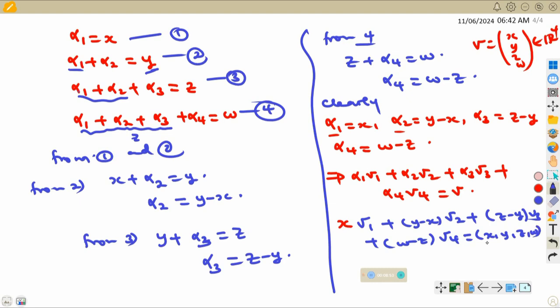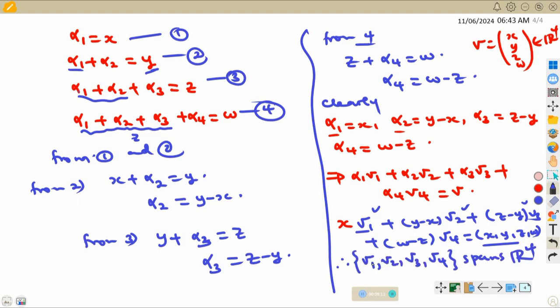So you can write this as a linear combination of the vectors v1, v2, v3, and v4. So we shall give our conclusion that this set of the vectors v1, v2, v3, and v4 spans R4. So these vectors here span R4.